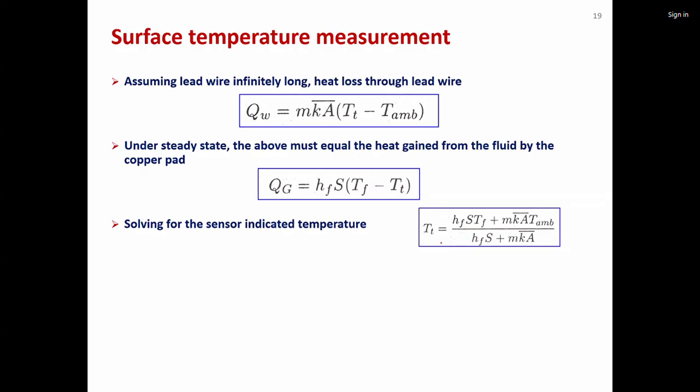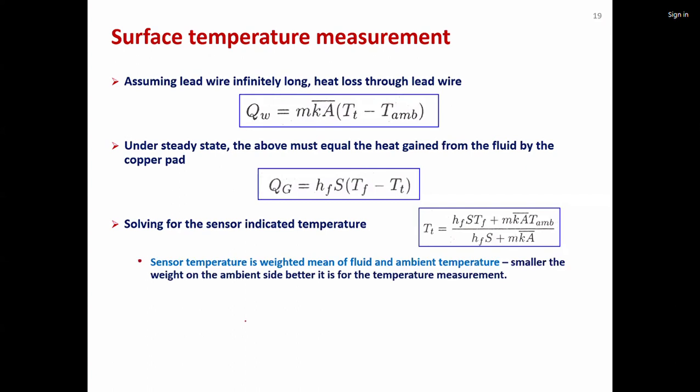Now you can see here that the temperature of the tip is like a weighted average of the temperature of the fluid and ambient, and the weights being HFS, N2, and MK bar, right? So it says that the sensor temperature is a weighted mean of the fluid and ambient temperature. Okay. Now your objective is to find out the fluid temperature.